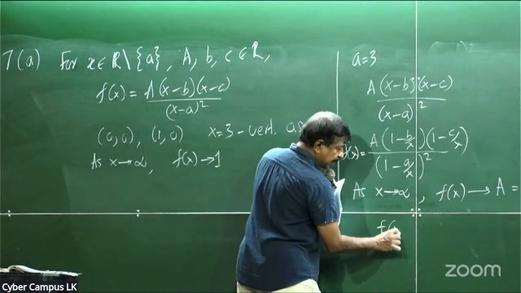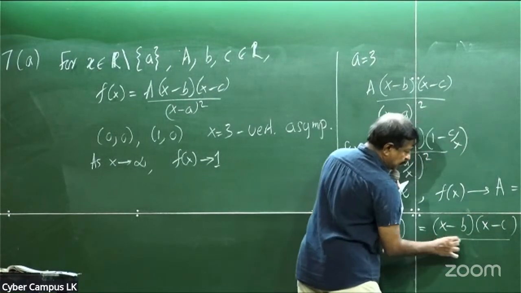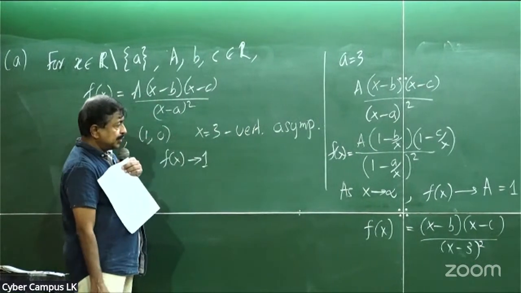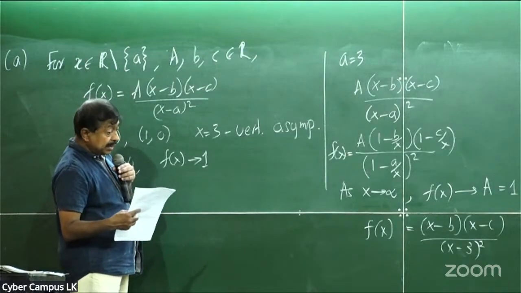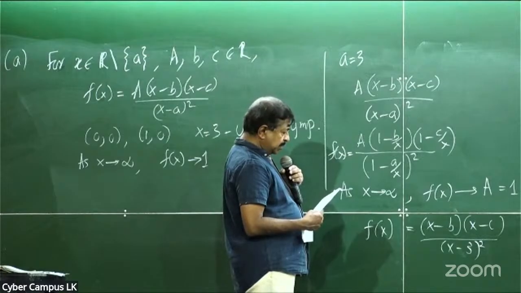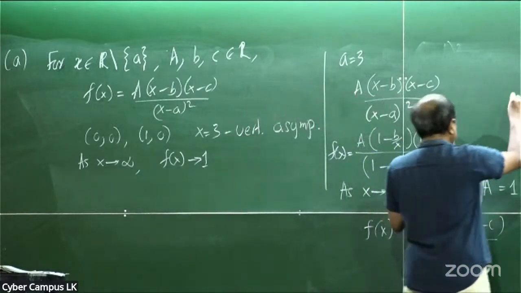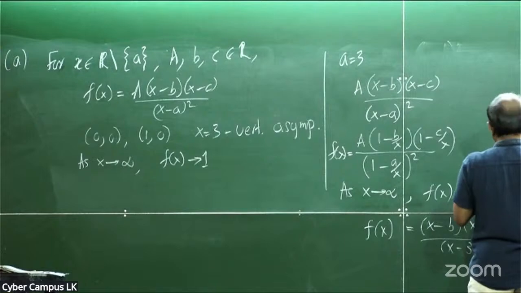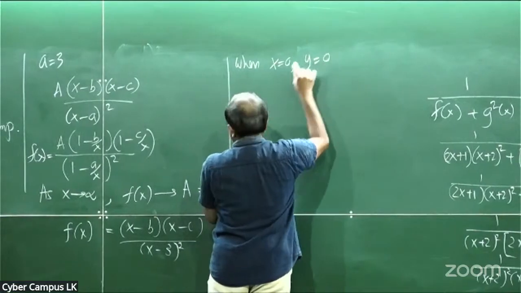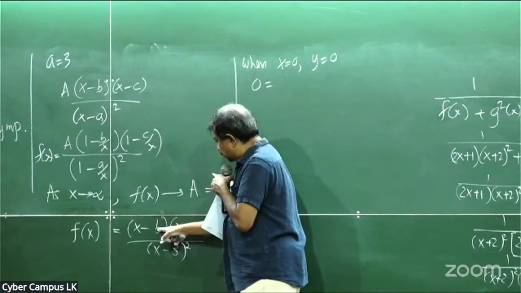Therefore, you can now write f(x) like this: x minus b, x minus c over x minus 3, quantity squared. Because small a is 3, capital A is 1. Now we are in a little better shape. This says that when x is 1, y is 0. Now we'll go for this. So if x is 1, 0 is equal to 0 minus b, 0 minus c.